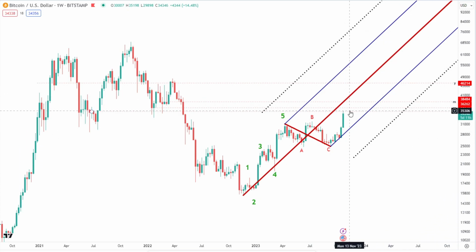Now let's recap. Why is 35K important? So there's a few bits of horizontal level confluence at this point.